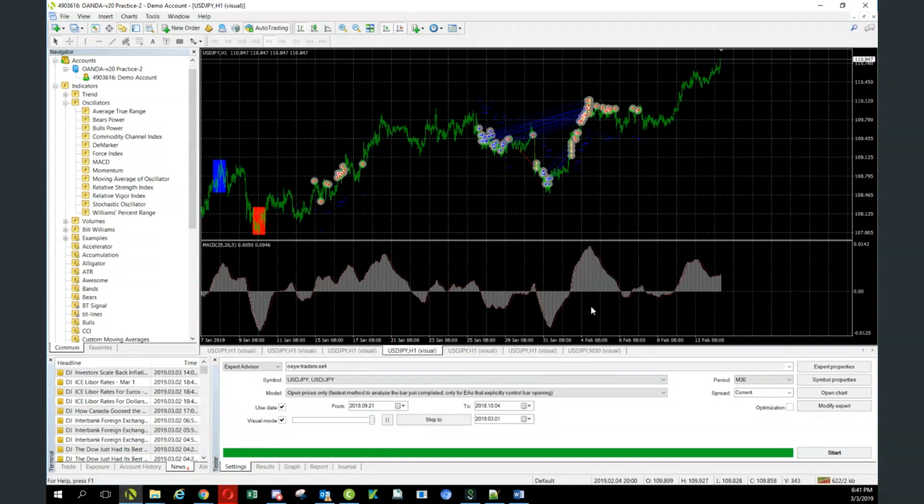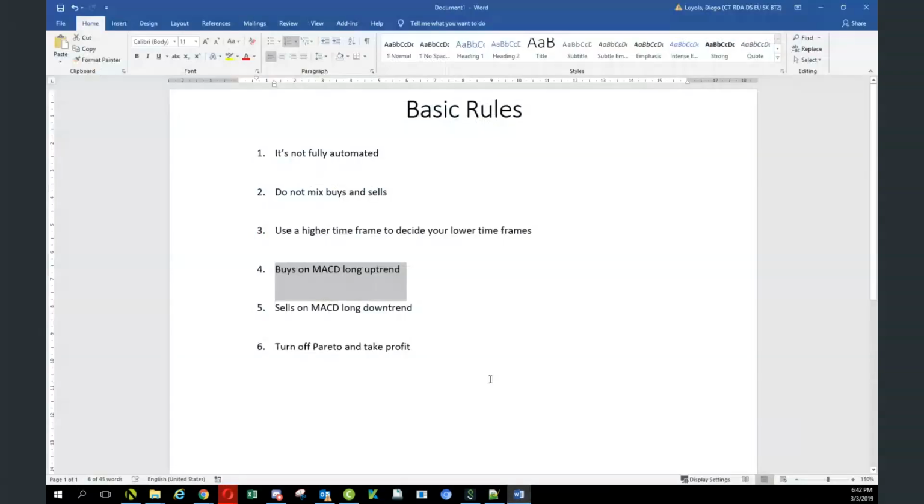So, okay, those were the rules on an uptrend, MACD uptrend, do buys, and in this case, I'm just showing you a chart that had the problem of the expert advisor doing buys and sells at the same time. This is just to explain the MACD to you. Okay, just do buys, on the other side, do sells. Okay, so that's clear. And let's go see the next one. Now, turn off Pareto and take profit. Okay, it's quite a nice rule.